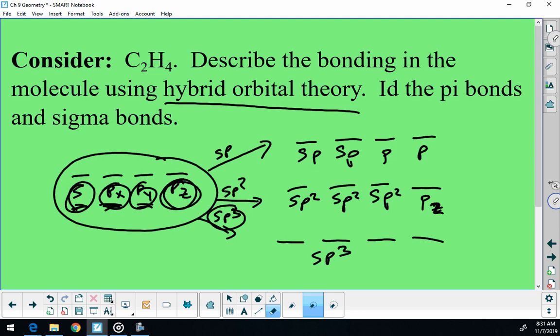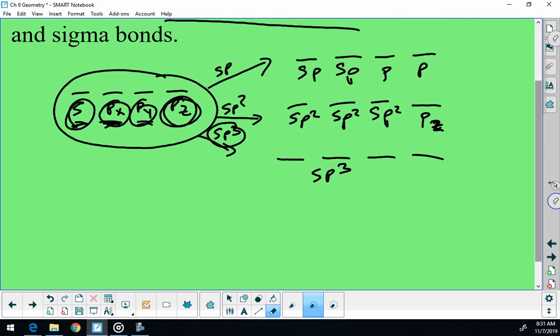Now the question is, how do I choose which of these hybridizations to use? And we're going to base that upon my electron domains, okay? So if I have 2 electron domains, I'm going to go with the sp hybridization. If I have 3 electron domains, I'm going to go with sp2 hybridization. And if I have 4, then I'm going to go with my sp3 hybridization.